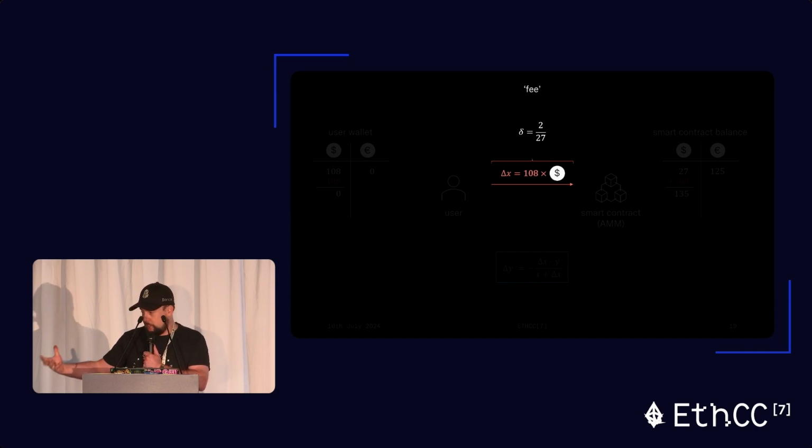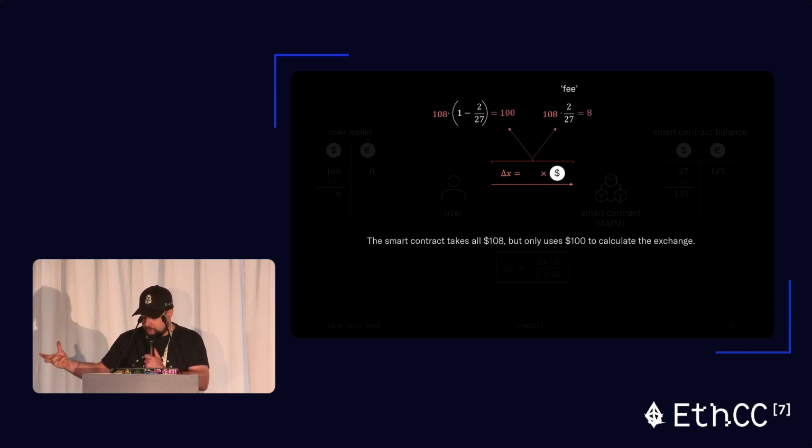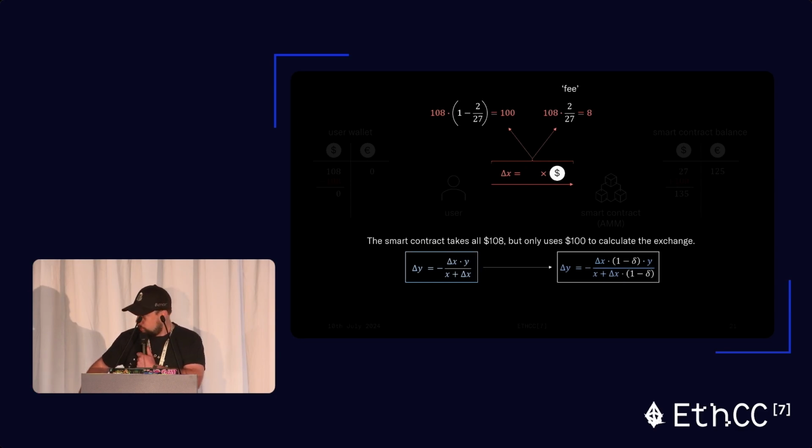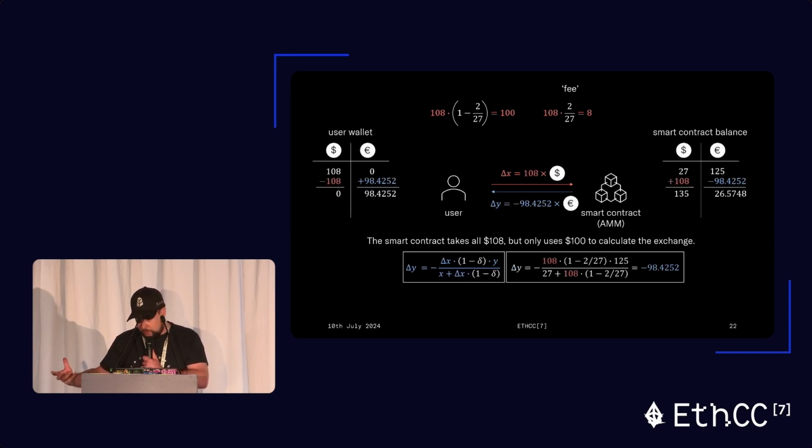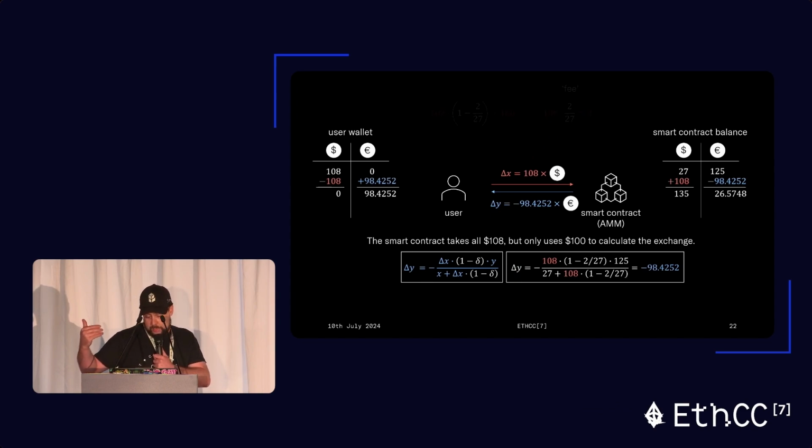So if we say that delta X is $108, this 2 over 27 again is not incidental. I've chosen this so that we split it up into nice integers, at least for now. We're saying that the liquidity pool is going to accept all $108 of this transaction, but it's going to ignore the 8 when it processes the exchange rate, meaning only these 100 on the left are actually used in that computation, and that changes the output amount. And so what it means is we have to modify our equation like this, and this is, again, generally how it's presented, and it does change the output quite significantly. So now, instead of getting 100 euros back, this user is only getting 98 euros back.